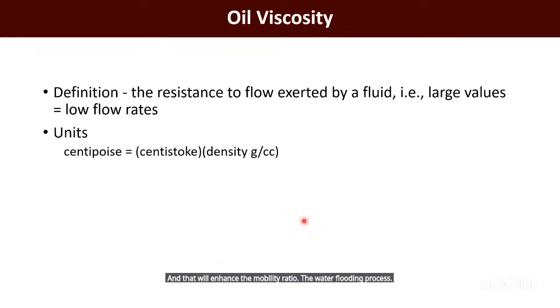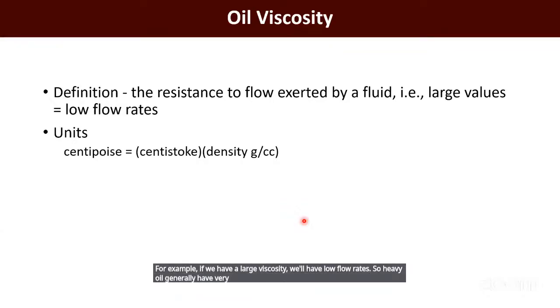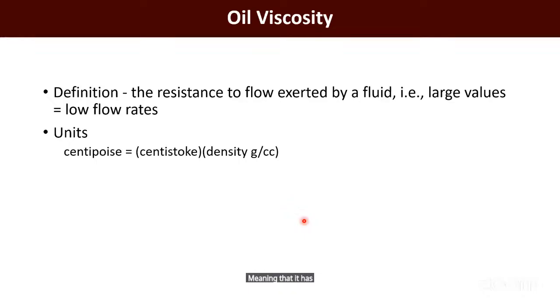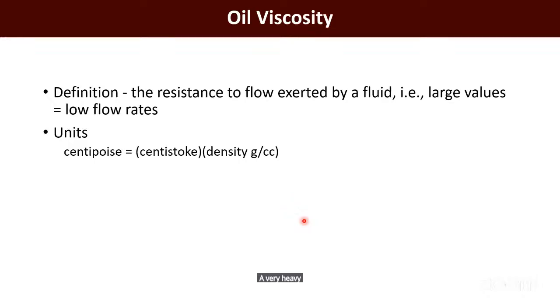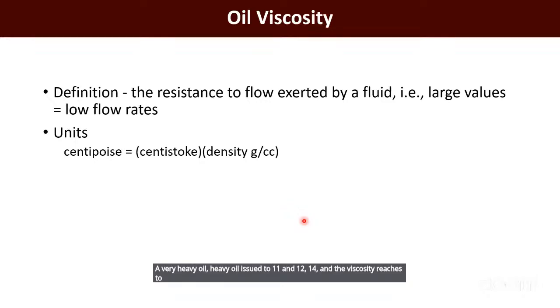Oil viscosity is the resistance to flow exerted by a fluid. For example, if we have a large viscosity, we'll have low flow rates. Heavy oil generally has very large values, meaning low flow rates, so we need to reduce the viscosity in order to produce this oil. I've worked in a company where we had a very heavy oil, reaching 11, 12, 14 API, and the viscosity reached 4,000 to 6,000 centistokes at reservoir conditions.